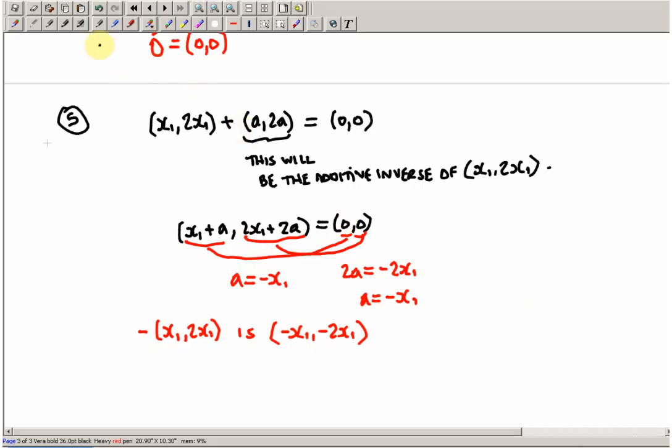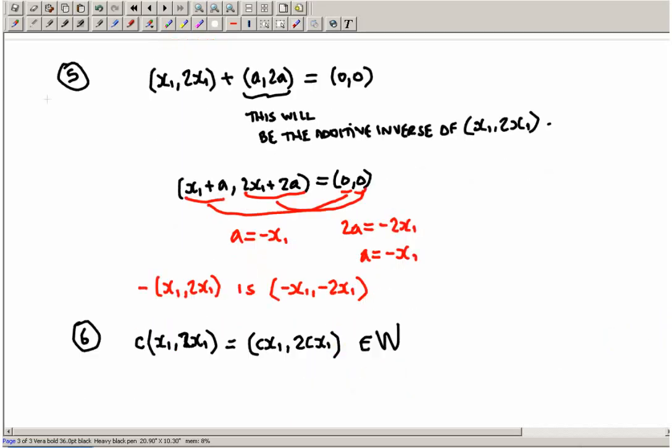Okay, let's go ahead and prove property number 6. That's the closure of the scalar multiplication. Well, I'll pick a scalar and multiply by a vector in W. Is this still in W? Well, let's find out. This would be cx1, this would be 2cx1. How do we know that this is in W? Well, is the second coordinate twice the first coordinate? Yes. So this is in W.